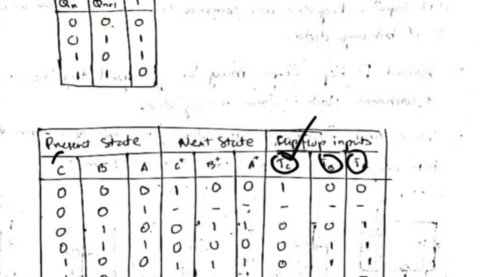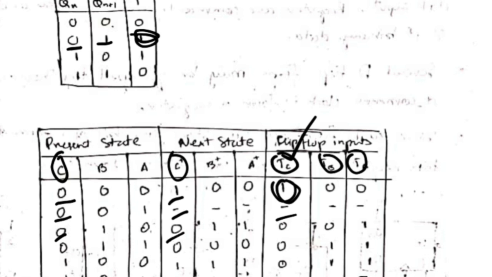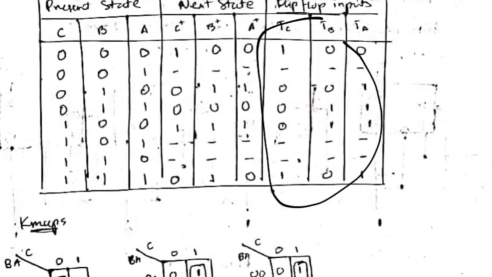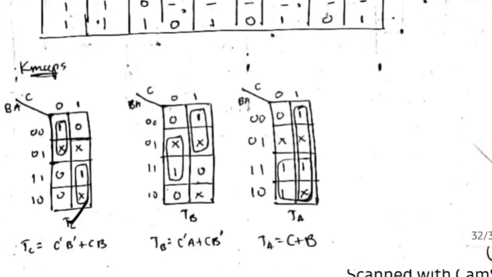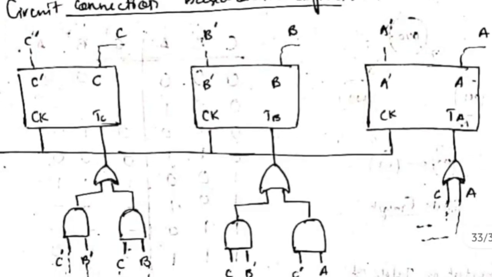Now for TC you will consider C and C plus. According to this, for example 0 and 1. See, for 0 and 1, what's the T output? The output is 1 here, so you will write 1 here. Similarly for the next one also you will see both values and note down the next value. In that way you will do for B and A also. After noting down these flip-flop inputs, make the truth table for TC, TB and TA, and note down the equation. And after doing that, you have to make the circuit connection.